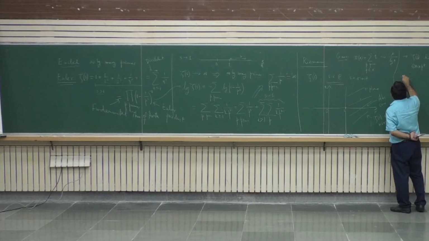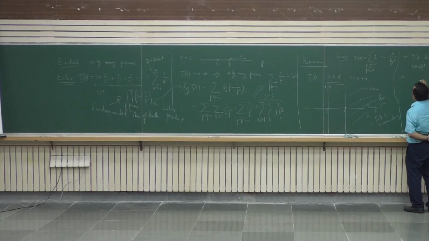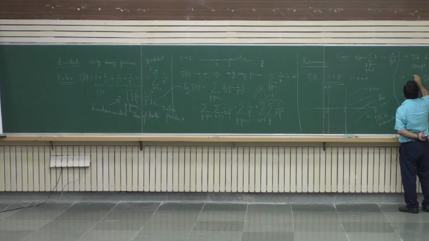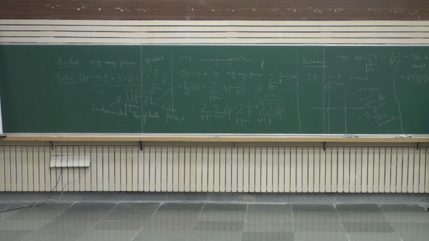Furthermore, he proved that if you complete the zeta function by multiplying by an appropriate gamma function, then there is a functional equation: the value of this at s is the same as the value at 1 minus s.